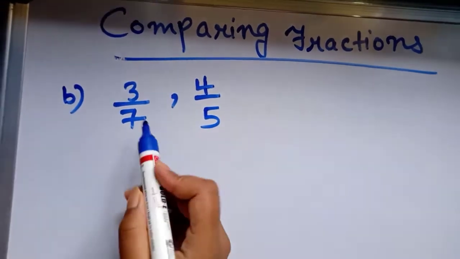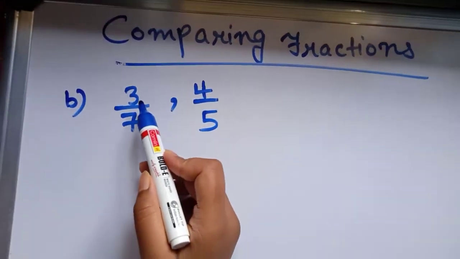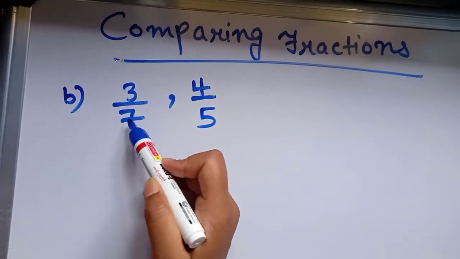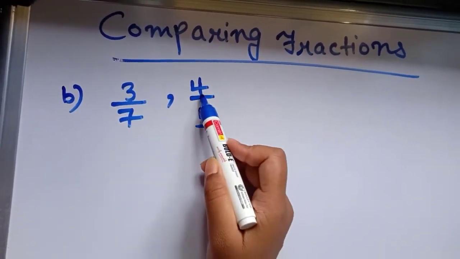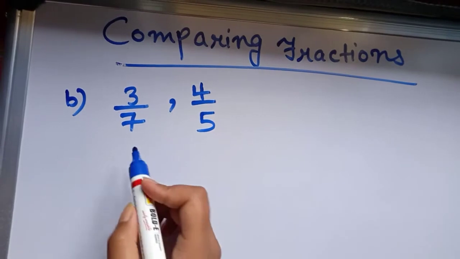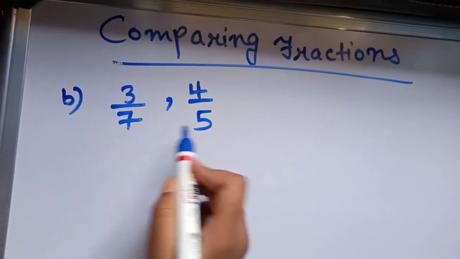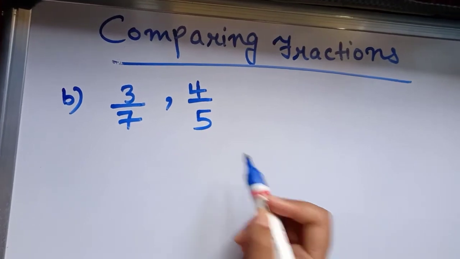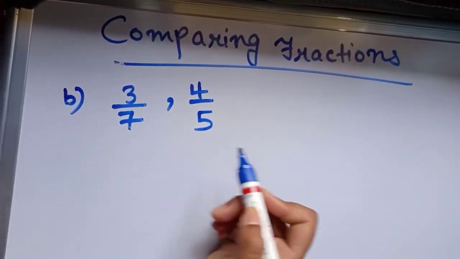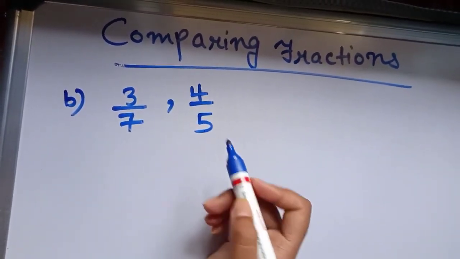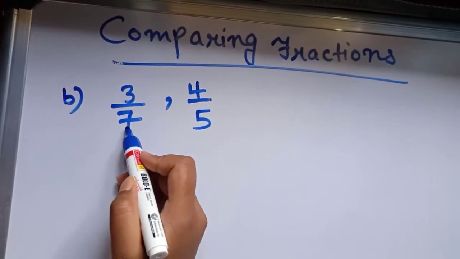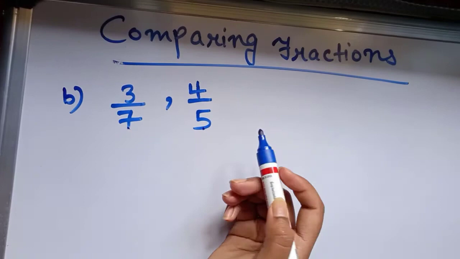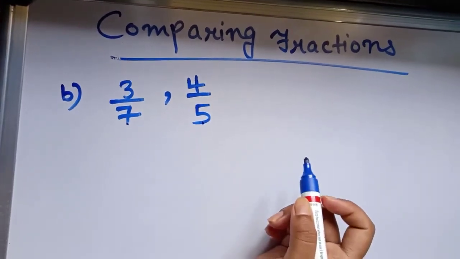Now we have another question over here. Again we have to find out which fraction is greater. The first fraction is 3 by 7 and the other fraction is 4 by 5. Now if you look carefully at the two fractions, are these two fractions like fractions? That means, do they have the same denominator? No, they don't. In the first fraction, the denominator is 7. In the second fraction, the denominator is 5. That means we have different denominators.